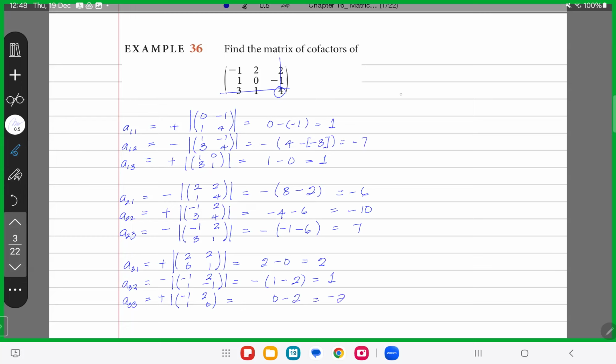So the matrix of cofactors would be 1, minus 7, 1, minus 6, minus 10, 7, and 2, 1, minus 2.